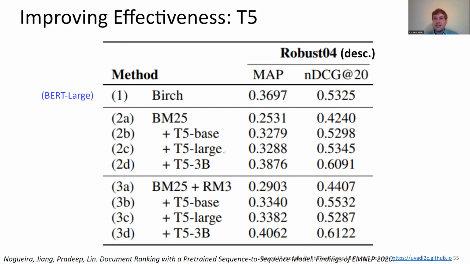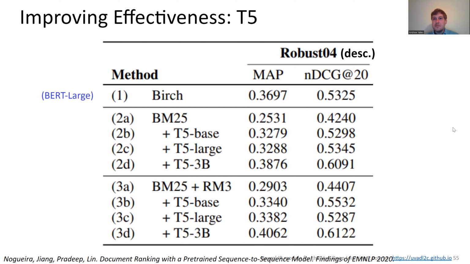T5 large has both encoder and decoder stack. So the encoder stack in T5 large is roughly the same size as the stack in BERT large. And then the overall model size is about twice as big. So about 330 million for BERT large, 600 something million for T5.